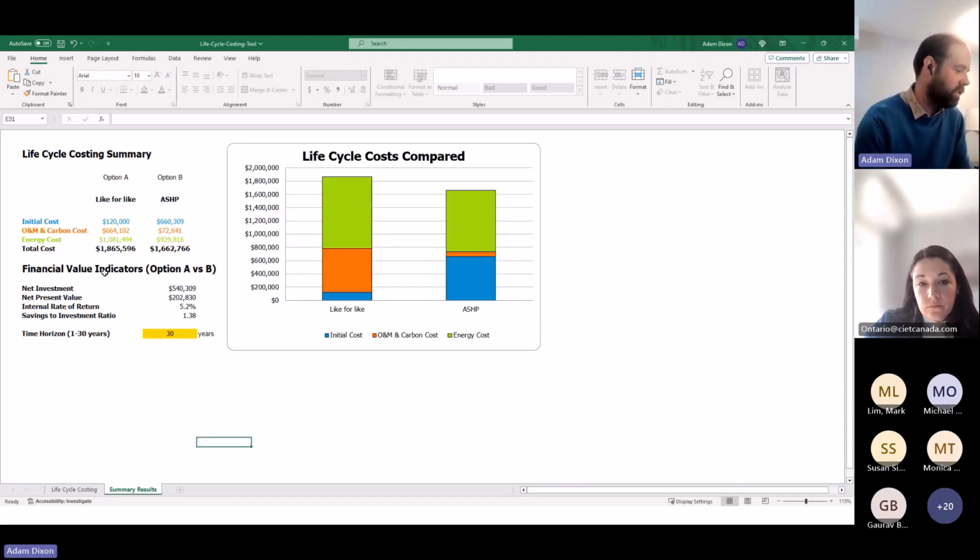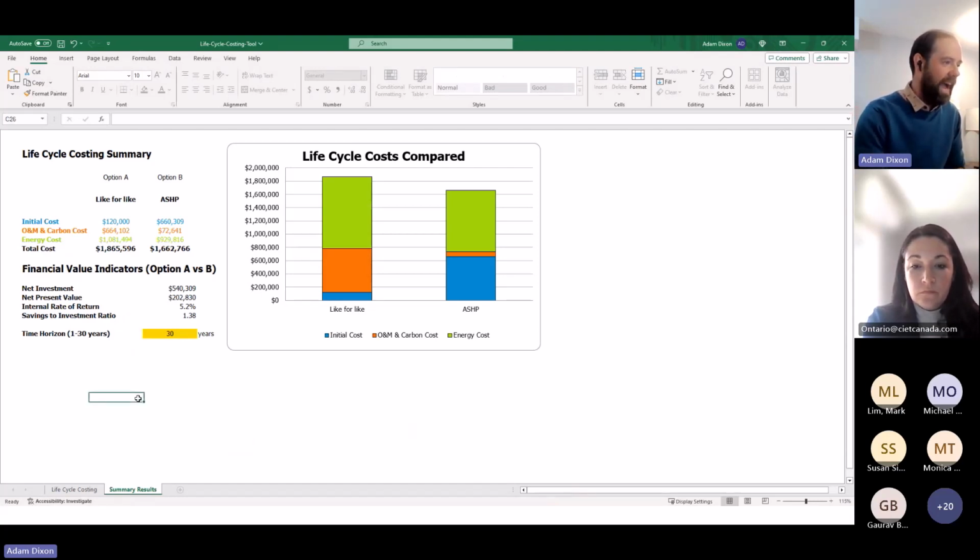We have our energy cost. We actually are spending a little bit less on option B here, so as the price of gas potentially goes up, this will look even better. We have a total cost of $1,665,596 versus just over 1.6 million for option B. Depending on your organization's goals, I would say this is a pretty decent project over 30 years. It's got a net present value of 540,000, a net present value of 202,000, an internal rate of return of 5.2, and a savings and investment ratio of 1.38.